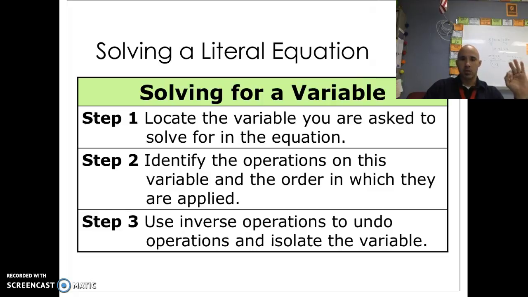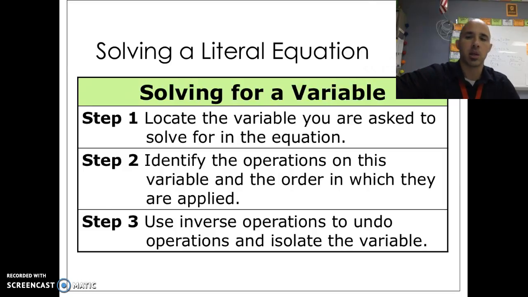Step two, you have to identify the operations on the variable and the order in which they are applied. And step three, you want to use the inverse operations to undo operations and to isolate the variable. Again, step one, make sure you locate the variable. Step number two, identify the operations to get the variable by itself. And number three, use the inverse operations to isolate that variable.